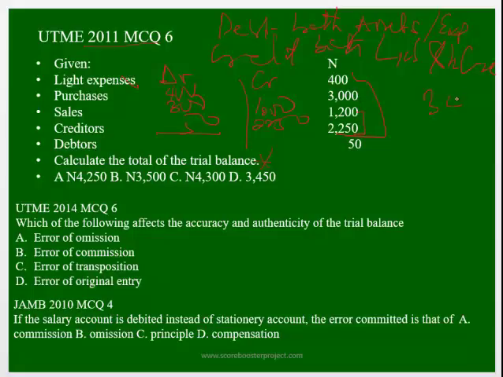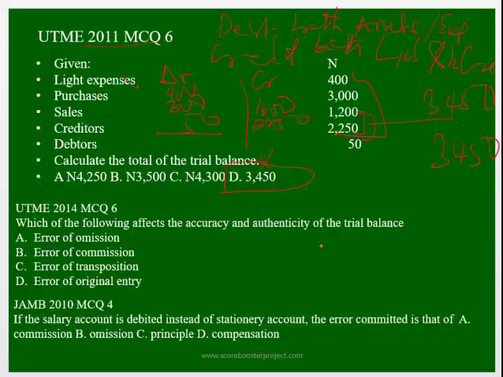3, 4, 5, 0. That is my, what do you call it? My credit side. What of the debit side? 3,000 plus 400, making 50, 450. So you also get 3, 4, 5, 0. So the examiner wants us, once you know what you are doing, to just pick any of these sides. Your option will be given to you. Please, that's just the concept we need to take note of.